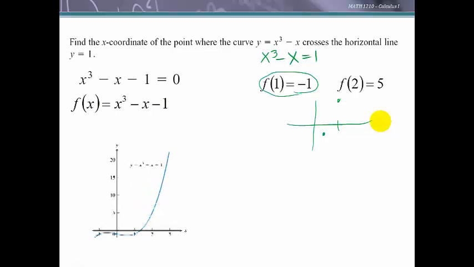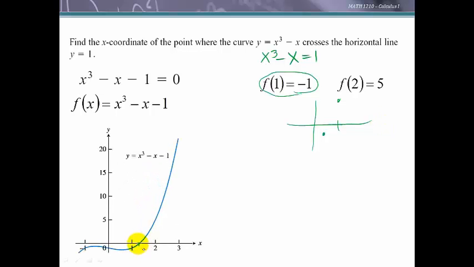Let's look at the graph here, and you can see that it does in fact cross somewhere between 1 and 2. So we could start with Newton's method, and we could let our first choice be 1. We know that the function value at 1 is -1, and we could find the derivative of this function. F prime of x is going to be 3x squared minus 1. So if we evaluate this at 1, we get 2. So our slope is 2.